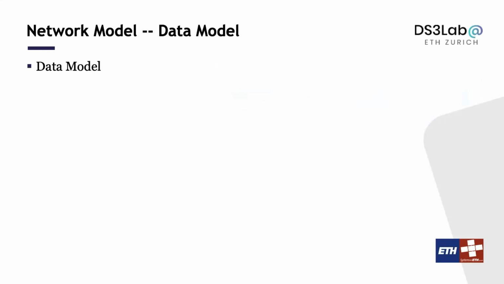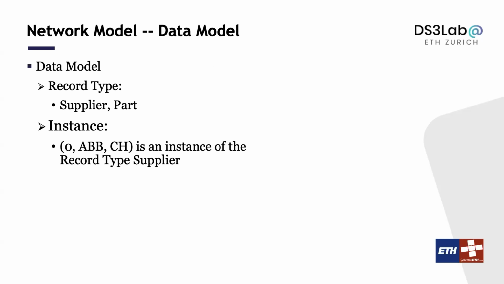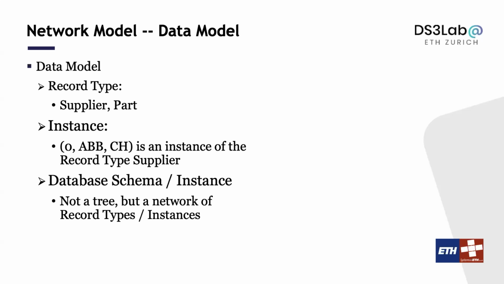So it's actually interesting. The data model here, I still have my record types, okay? My supplier, my part, they are record types. And I have instances, right? So very similar to the hierarchical model, for different record types, I have different concrete instances of that type. So when you define a database schema in the network model, it's not a tree anymore. It's not a hierarchy anymore. It is actually a network, okay, a network of record types and instances.